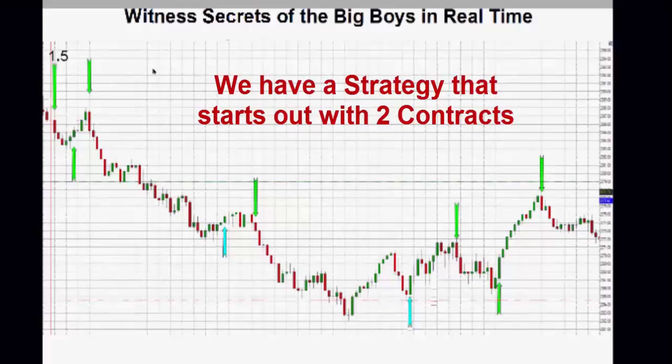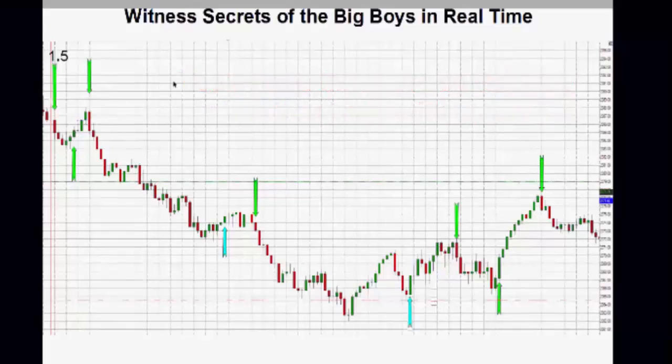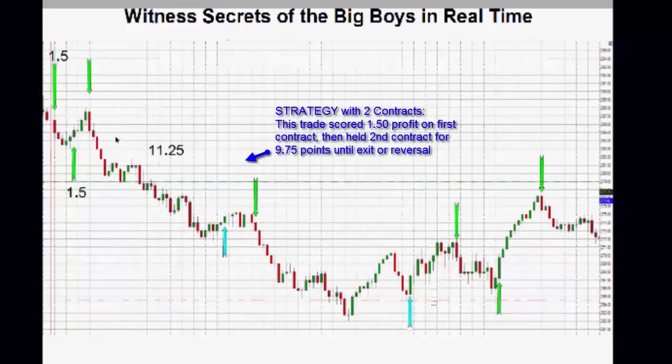You'd start out with 2 contracts. On the first contract, you target 1.25 to 1.5 points, and then you move the stop on the second contract to break even. If it moves against you, you'll virtually break even on that at least. In this case, you made 1.5 points, and on the next trade we made another 1.5 points. Another trade here moved all the way down, and this is an exit signal. 11 points on this move.